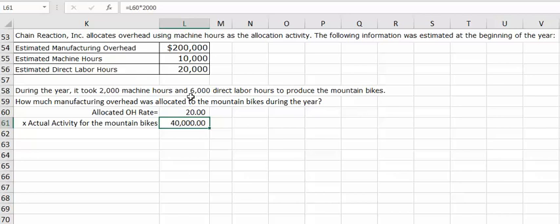Now again, they could have used labor hours if they felt that was a better way to allocate, and in that case the rate would be the 200,000 divided by your total labor hours to get an overhead rate per labor hour. Then every time an hour of labor goes into a mountain bike, that overhead rate would go into that mountain bike.